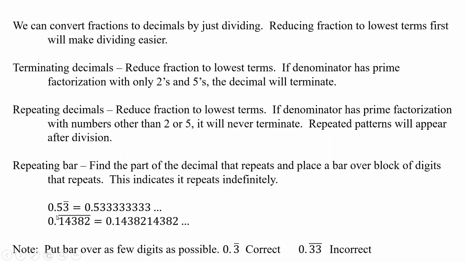Now with this one, the bar is over the whole part. So it's going to repeat 14382, 14382, 14382, and it's just going to keep doing that over and over again. And so that's the piece that repeats. Now, when we come up with a decimal after we divide, we're going to put the bar over as few digits as possible. So in the case of 1/3, we're going to put it over just the 3 here. That'll be the correct way. We don't want to put it over 33, because that means we're going to have 33 repeating every time, but we can actually break that down to something smaller, and that's just the 0.3 there, and the 3 has the bar over it.